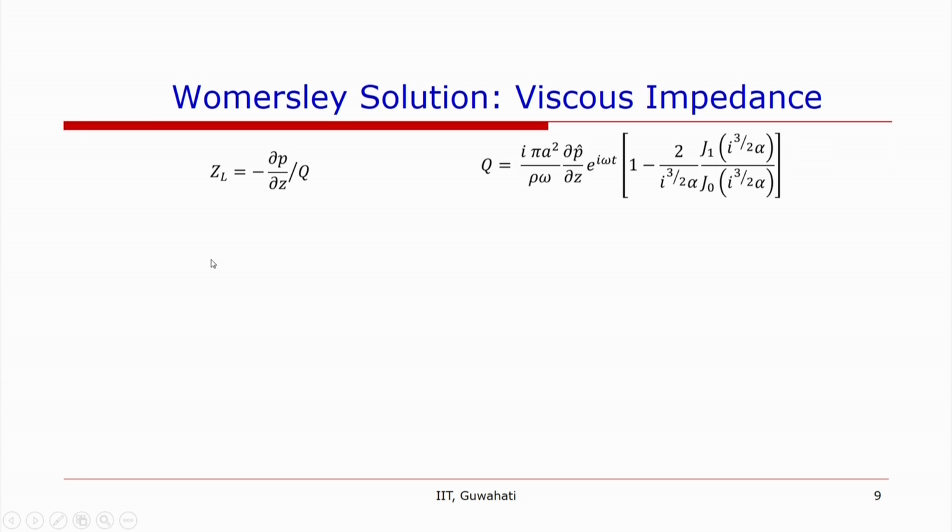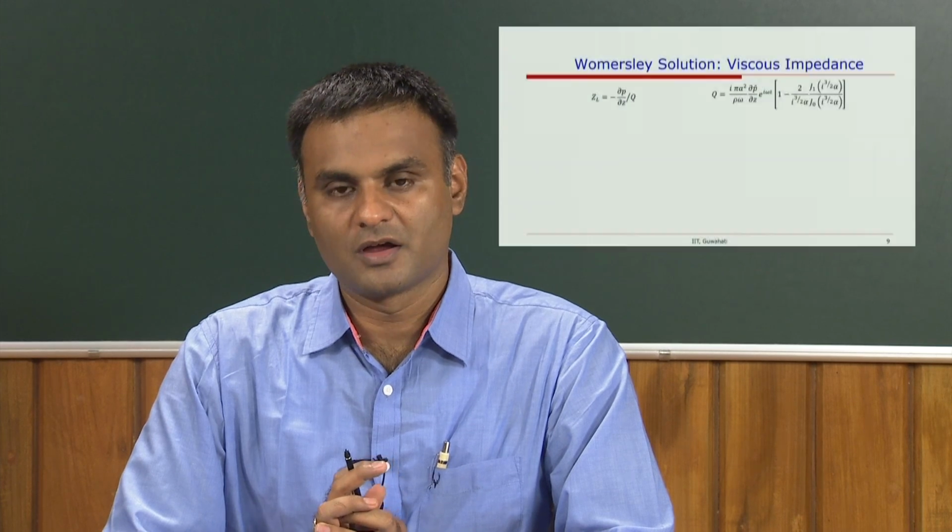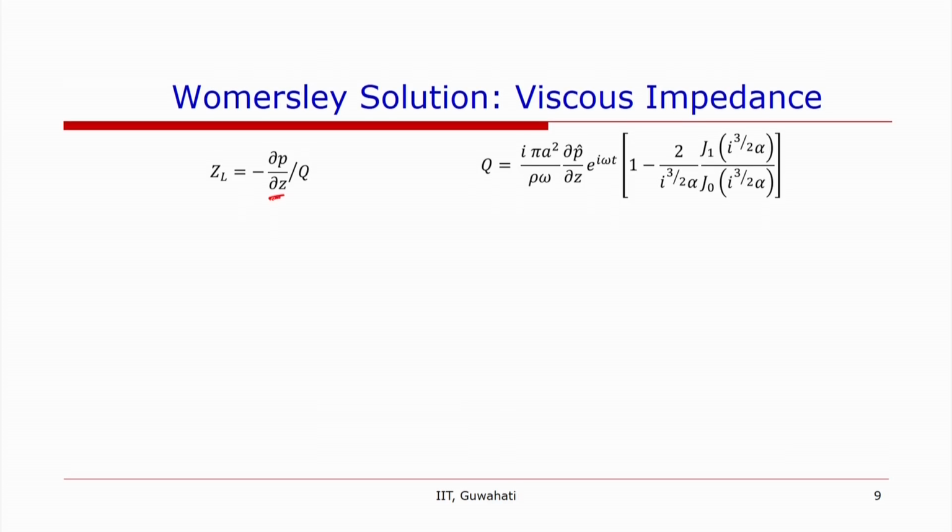Another important relationship is viscous impedance, which is the ratio of del P over del Z, which is the pressure gradient, and the flow rate. So the viscous impedance is equal to the pressure gradient divided by the flow rate. If we look at this relationship, we can easily find that ZL is equal to del P over del Z, which is this term, divided by Q.